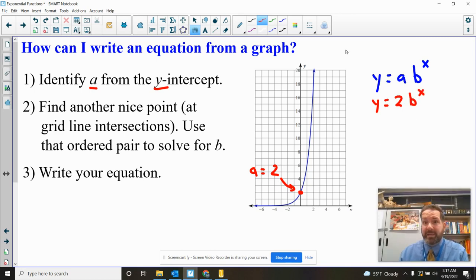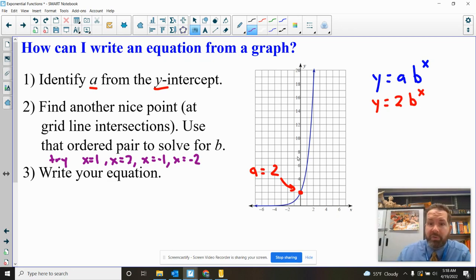Now for the B, you can now choose literally any other point on the graph. And we're going to then work backwards and solve for the B. Now there are easier choices and harder choices. I'm going to recommend, if you can, if there is a nice intersection point, try using x equals 1. And if that doesn't work, maybe x equals 2. And if that doesn't work, maybe x equals -1, or maybe x equals -2. These tend to be easier x values to work backward from.